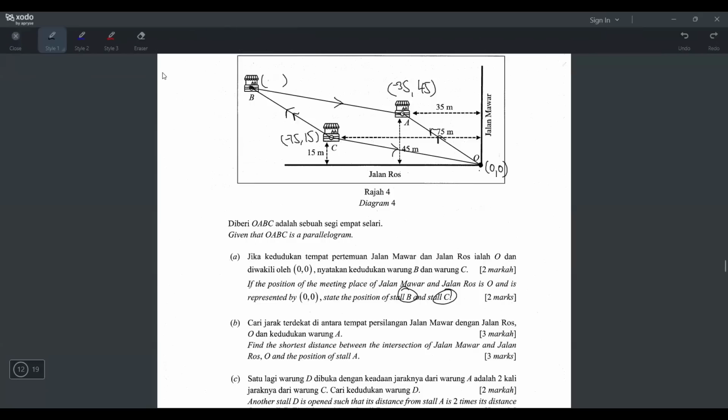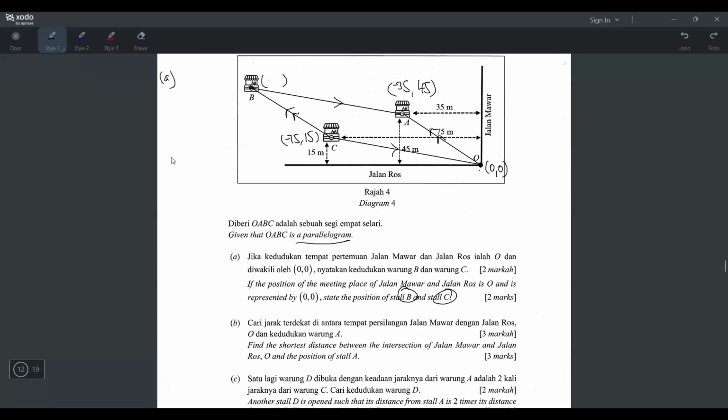Okay, now we have a problem because we already got our C coordinate, but the question asks for the B coordinate, and I don't have the B coordinate. So how do we find the B coordinate? Actually there are two methods that I can think of right now. The first method is you use the midpoint. If you are my student, you know this method because I always mention that when you do a parallelogram, the midpoint of OB will be the same as the midpoint of AC.